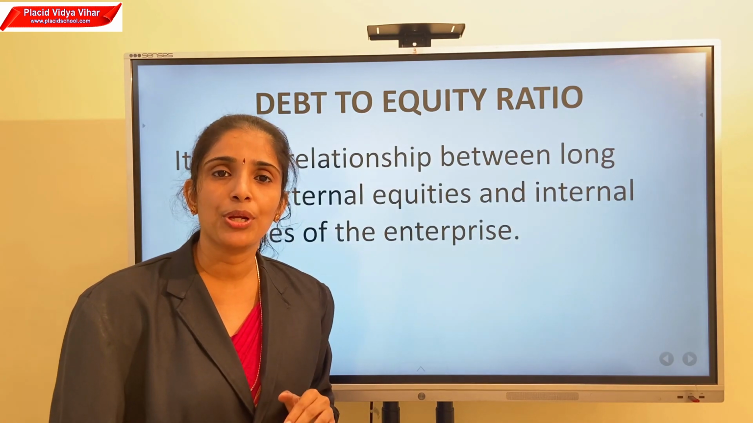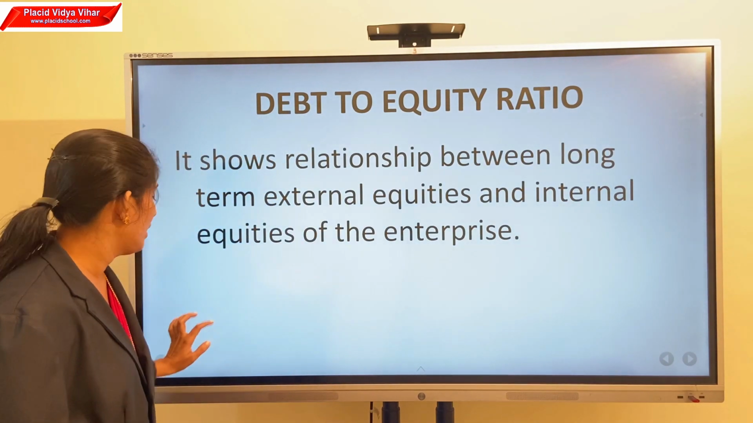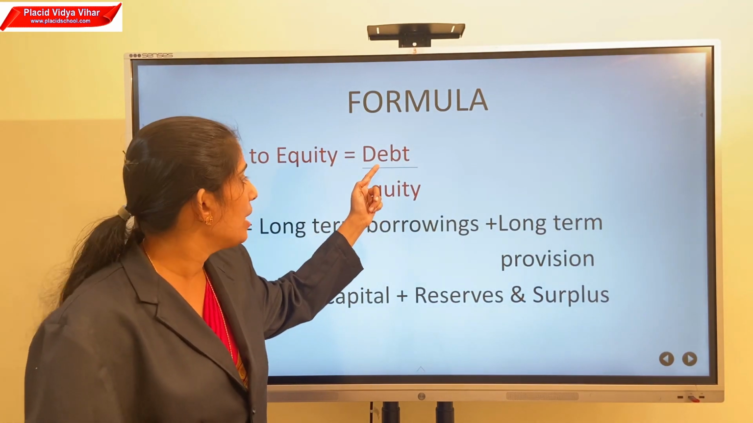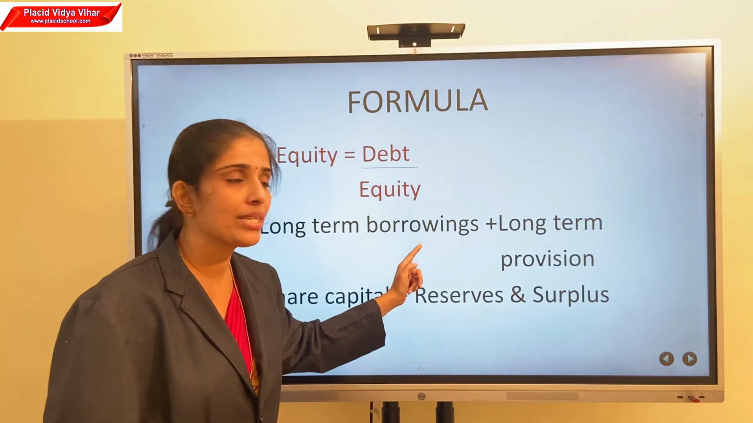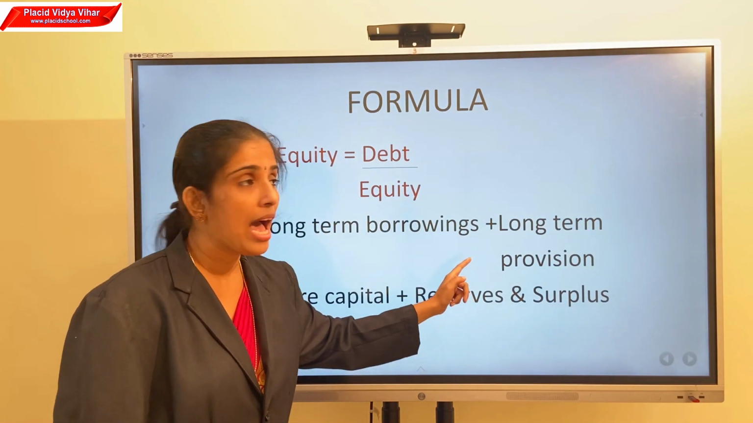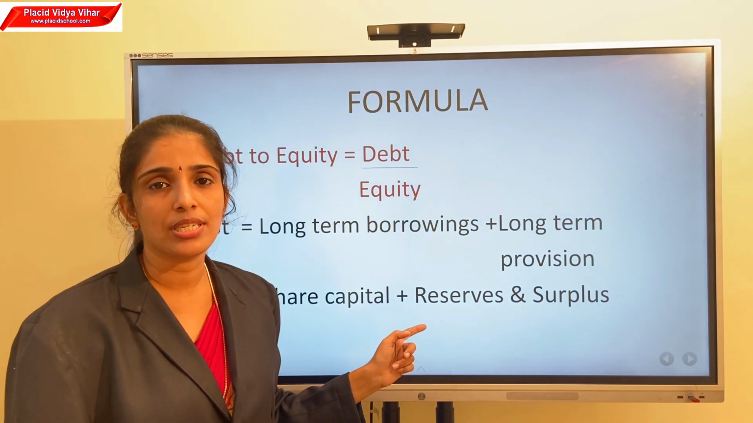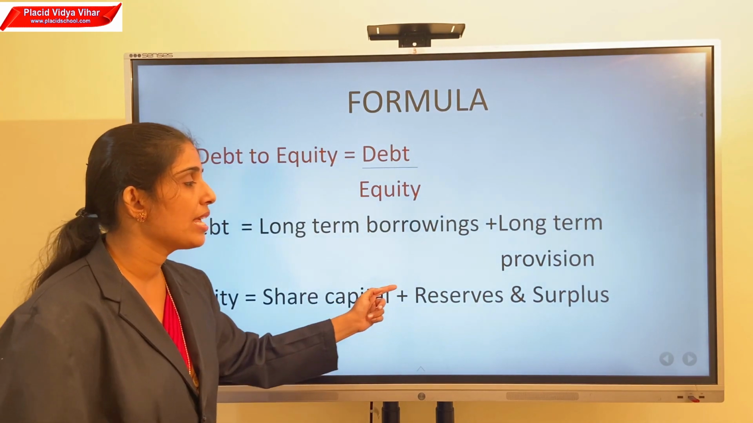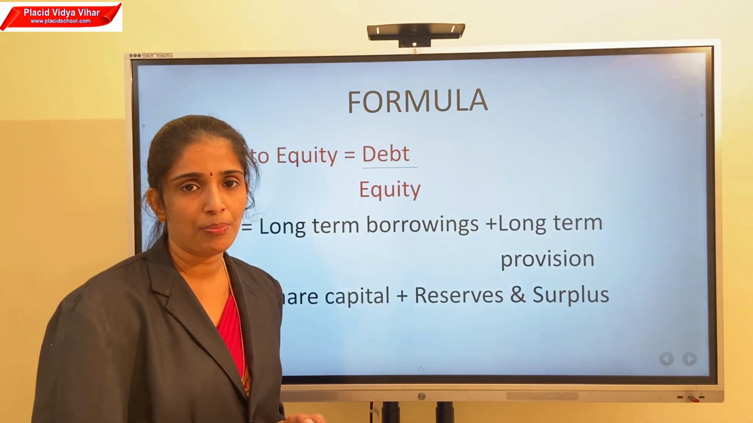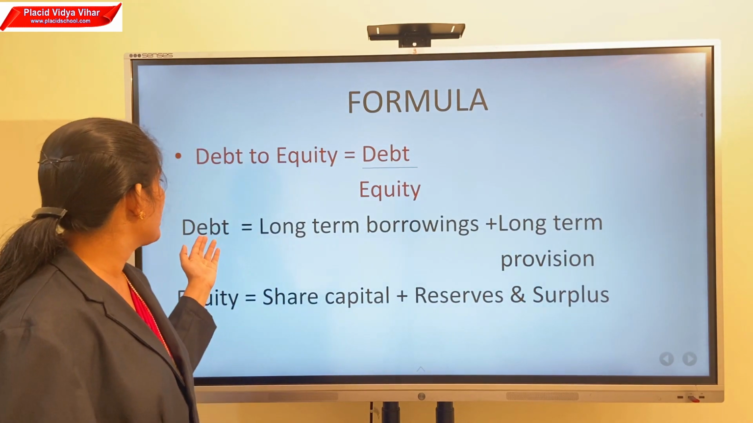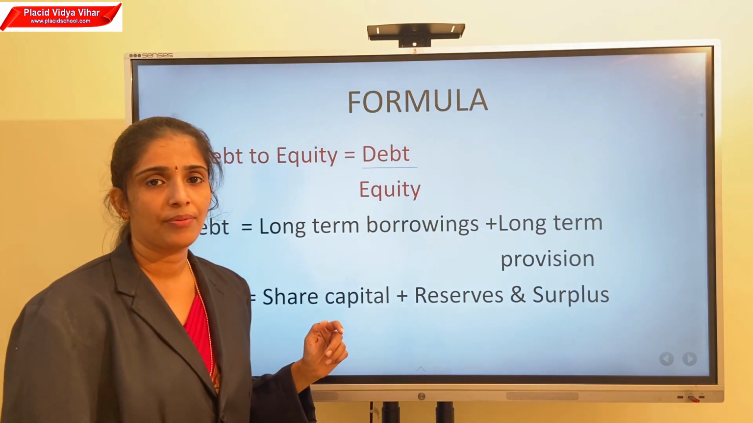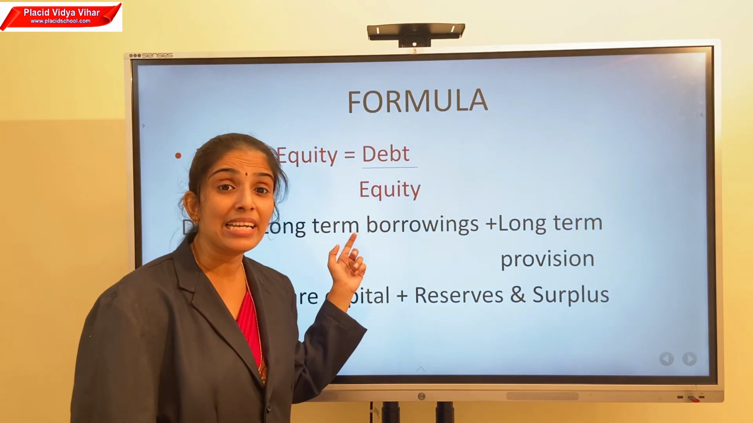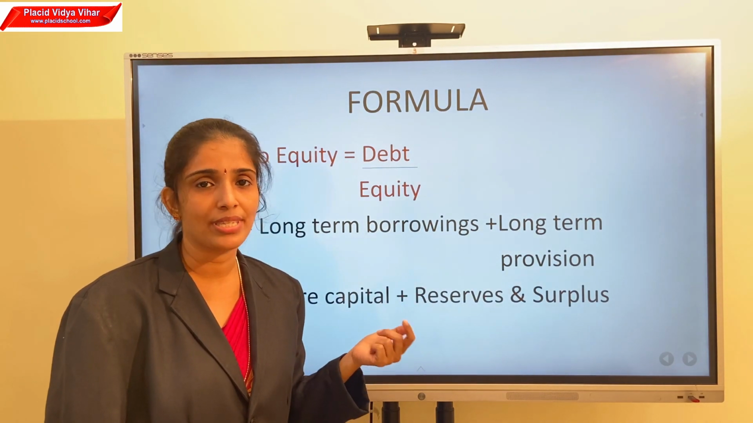So for calculating the debt equity ratio, the formula is debt divided by equity. Debt means borrowed fund. Debt includes long-term borrowings and long-term provisions. And equity means shareholders fund, that is the internal liability. Shareholders fund means share capital plus reserves and surpluses. Okay. Then in the case of debt, long-term borrowings. Can you say an example of these long-term borrowings? Long-term borrowings, the examples are debentures, long-term bank loans, etc.